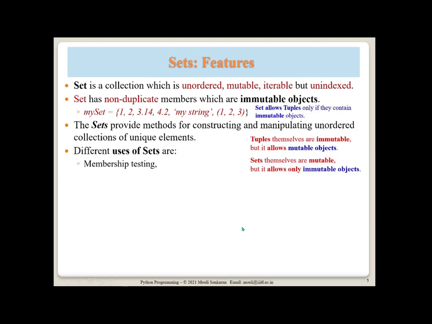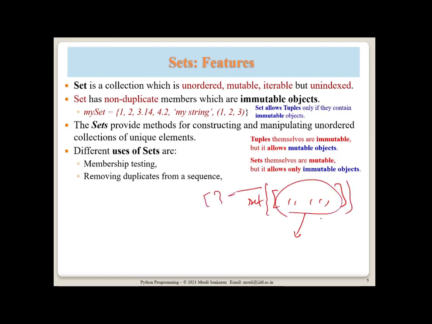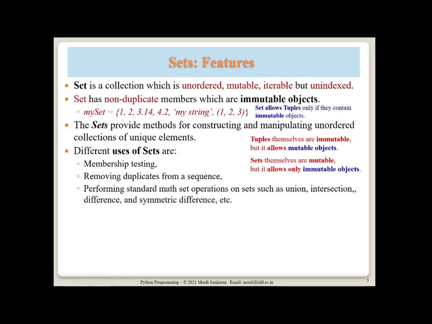Now, what are the uses of sets? Membership testing: you can test whether a particular member is part of a set or not. Removing duplicates from a sequence. Suppose you are getting a list of numbers and you want to remove the duplicates, what you can do is convert it into a set, and then convert back to a list. Then all the duplicate elements in the list would have been removed. You can do some conversions, very straightforward, very easy to do that. It allows you to remove duplicate elements because sets themselves have non-duplicate members.